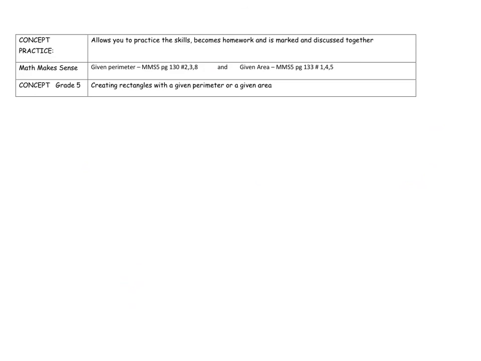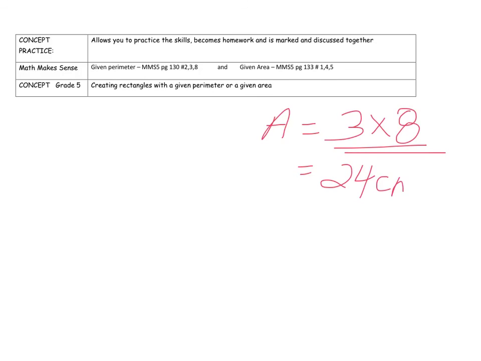So, your practice today for perimeter is page 103, numbers 2, 3, and 8. And for area, page 133, numbers 1, 4, and 5. Remember to show your work. You are welcome to use your calculator, but using your calculator doesn't mean that you don't show work. For example, if we were doing area, you would still have to say 3 times 8 equals 24, and this would be your work. Don't forget your units. That's going to be important too.